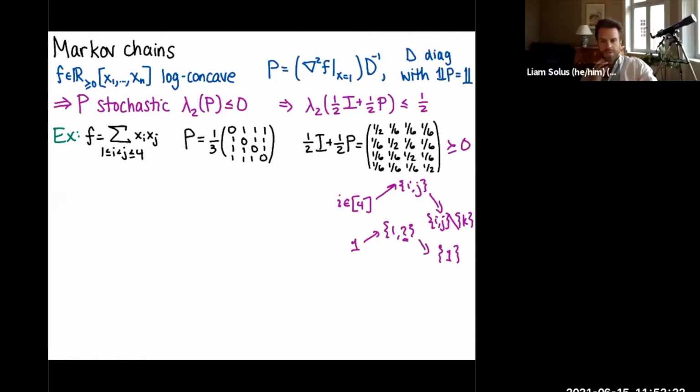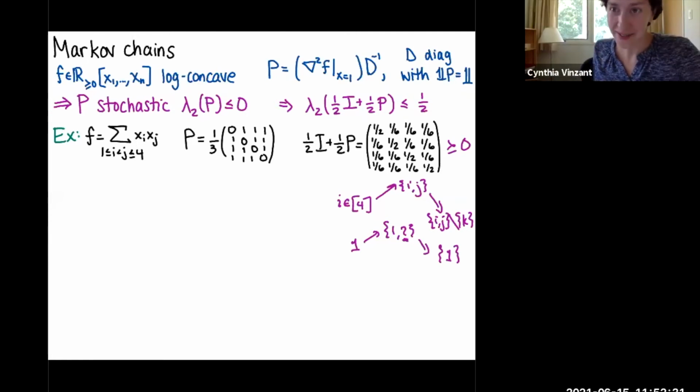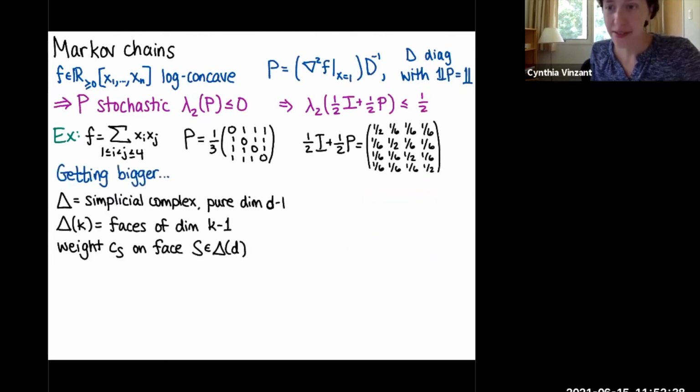Oh, there's a question in the chat. Ben asked, in general, is this random walk corresponding to basis exchange in the matroid? So good, yeah. I will answer your question. This is where we're going. Right now, this is only a random walk on 4 elements, not even on the 6 bases of this matroid. But one can do a more complicated version of this.